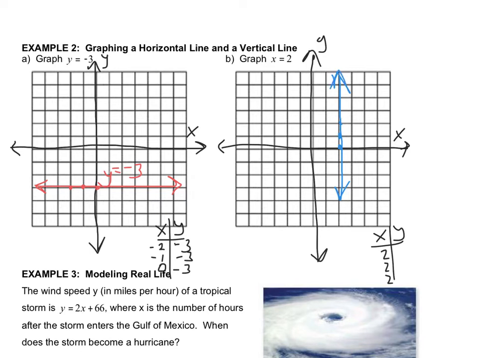So no matter what y is, x equals 2. That's where that graph comes in. The verticals are going to be the x equals whatever number it is that it's crossing the x-axis.